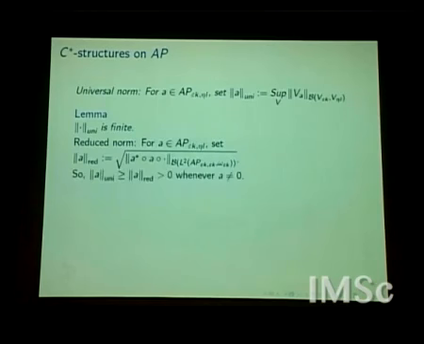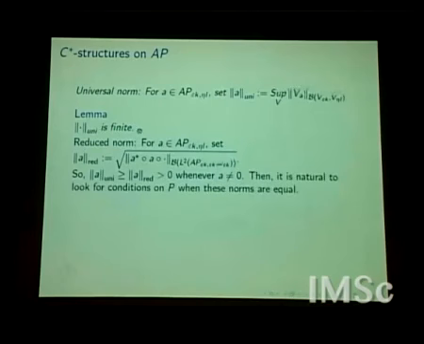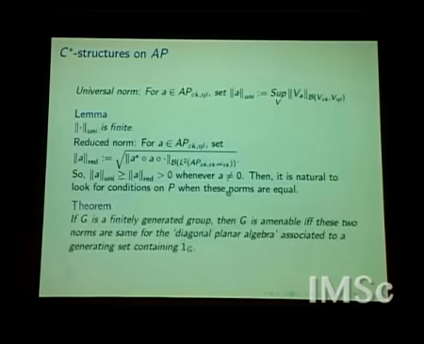So, the natural thing is the universal norm is greater than the reduced norm, and the reduced norm is actually greater than 0. So, it is non trivial, and the universal norm is also finite. Okay. So, that we had proved, and we also have an estimate of the universal norm. So, it is natural to look for conditions on P when these things are equal. So, we are actually talking about amenability of planar algebras.